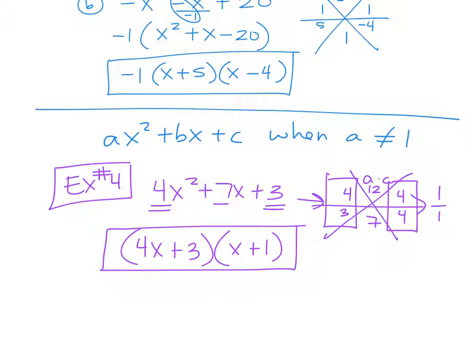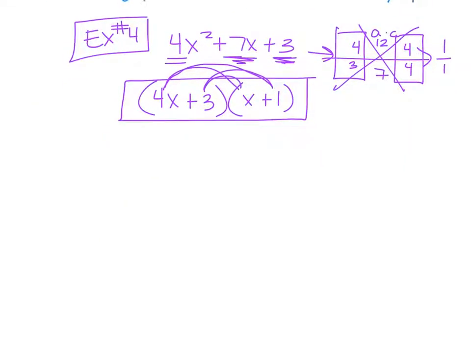If you want to check it, if you want to make sure you're right, what can you do from here? You can do the FOIL, right? If we FOIL this, 4x squared plus 4x plus 3x is 7x plus 3. Okay, so you can always check it by FOILing. All right? Let's do another one.